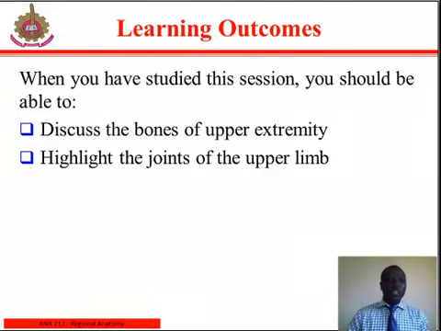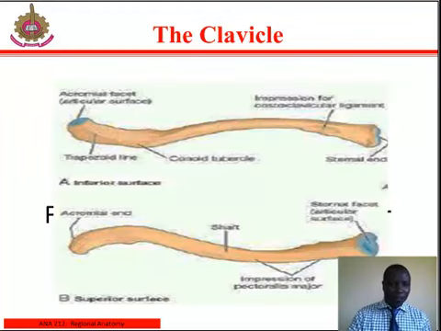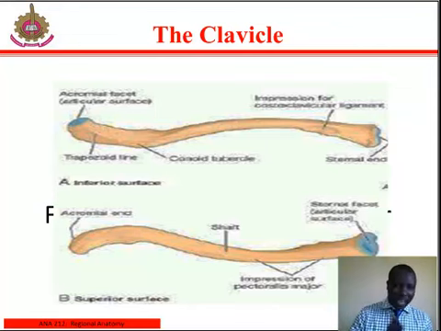When you have studied this study section 8, you should be able to discuss the bones of the upper extremities. You should be able to highlight the joints of the upper limb. Let's start with the clavicle as one of the bones of the upper limbs. The clavicle, also called collarbone, connects the upper limb to the trunk.